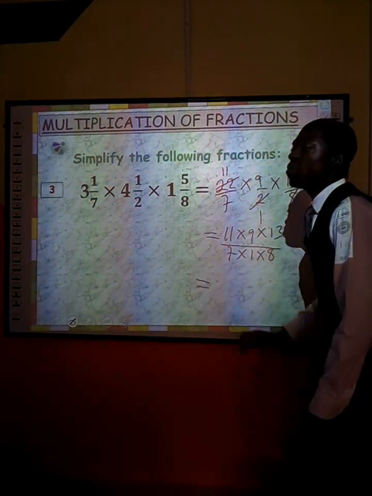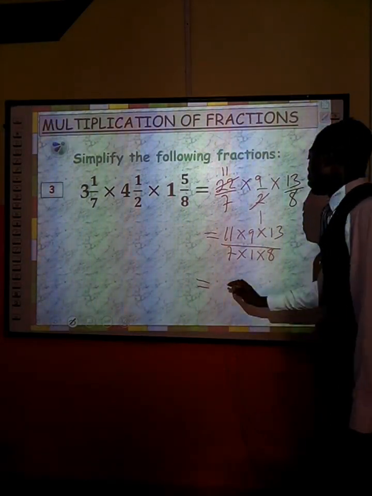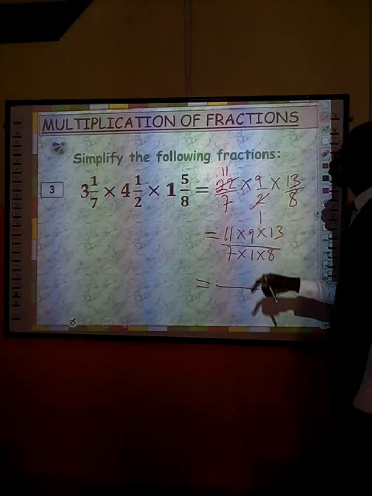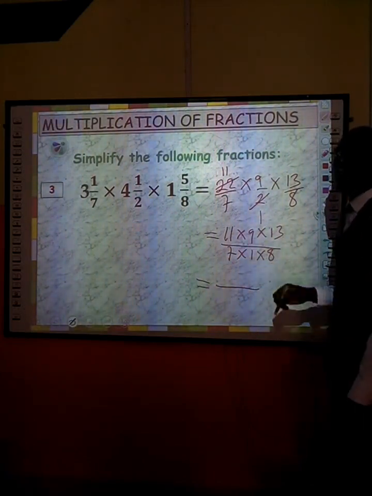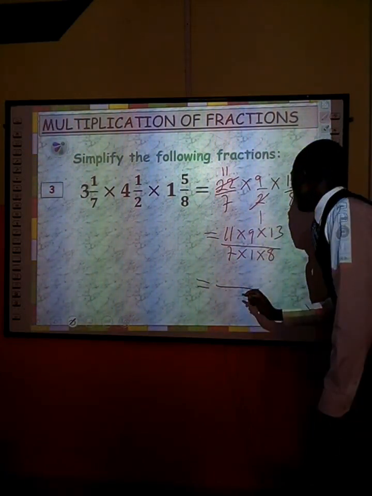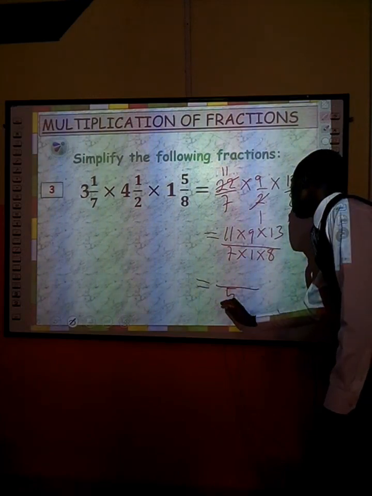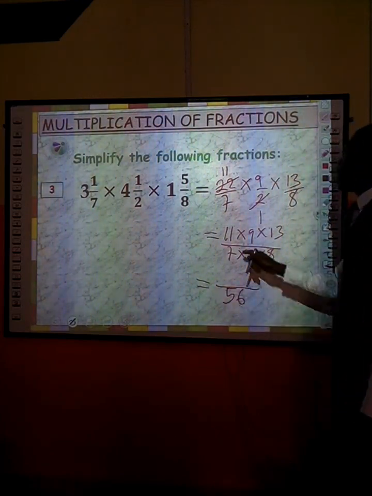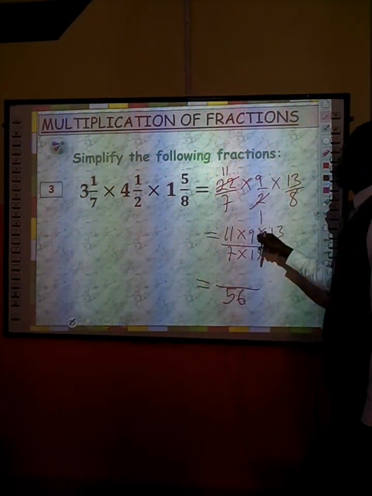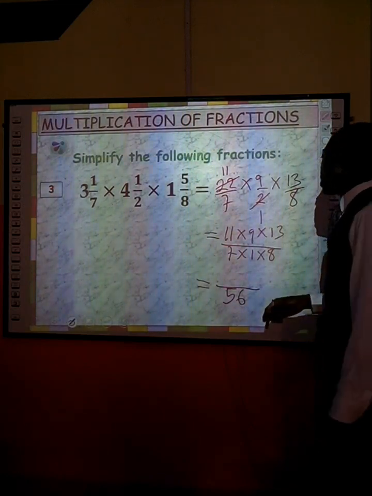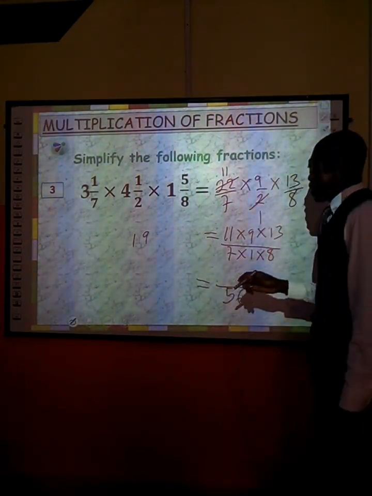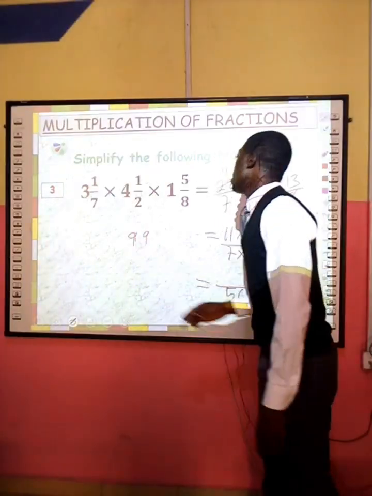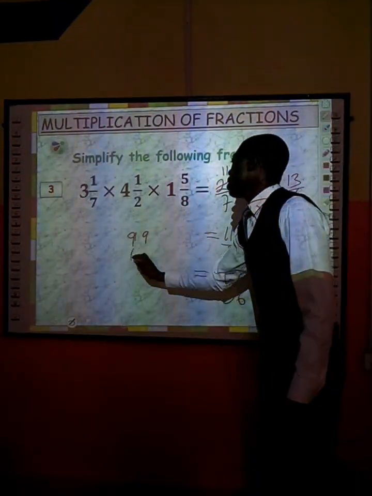So if you do this very quickly, you are going to have it as a denominator. You are going to have 7 times 1 is going to be 7, and then 7 multiplied by 8 is going to give you 56. So you're going to get 56. Now, if you multiply 11 by 9, you are going to get 99. Let me do it here before I bring the answer here. 99 times 13 very quickly.